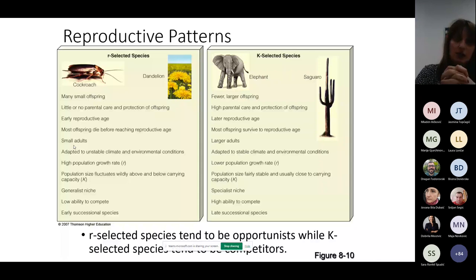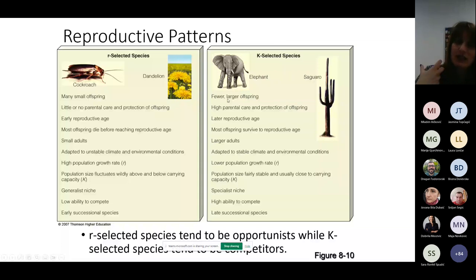But they easily adapt to unstable climate and environmental conditions because there is a huge number of offspring, and they are generalists, opportunists, and unfortunately, they have a low ability to compete. So they are not strong competitors. If we compare this with the human population, we can conclude that this is typical for countries with low living standards compared to, for example, EU countries or Western countries with high living standards, where the number of offspring is fewer.